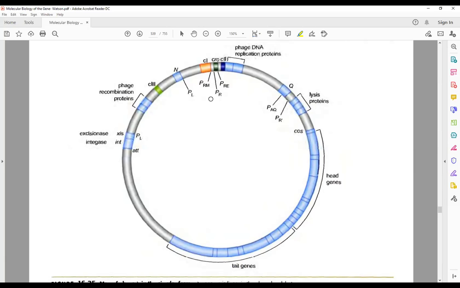You must know that the most important gene in the entire genome of the lambda phage is the cI gene, which is shown here. This is the most important gene. This is the gene responsible for the formation of lambda repressor. It is the one that will lead to the formation of the lambda repressor, and the lambda repressor, once produced, will lead to the lysogenic cycle.